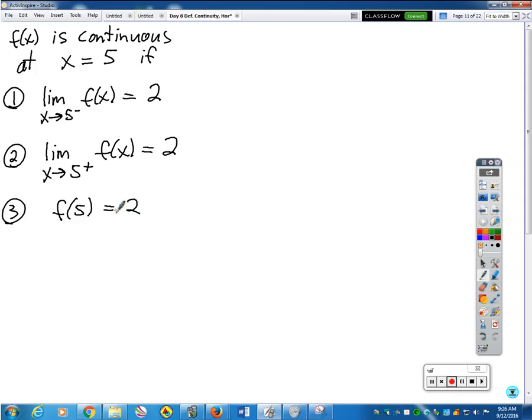Could the answer ever be like 2 minus or 2 plus and still be continuous? Well, the limit will always be 2.